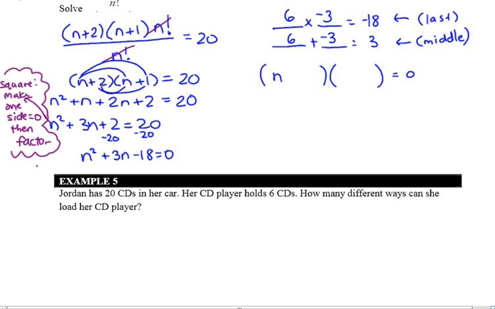No, our square is gone because we're putting it back in factored form. So n plus 6, n minus 3. So what would n equal to? So negative 6 and positive 3. Can it be a negative? No. So in these factorials, n can't be a negative, so therefore n equals 3. It's always whole numbers when we're doing factorials.